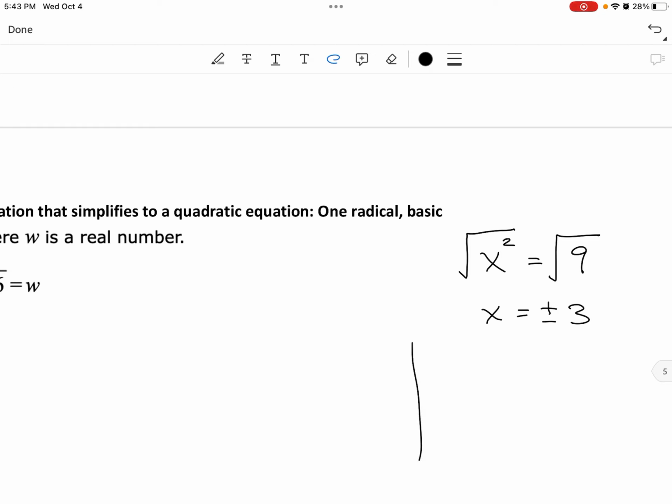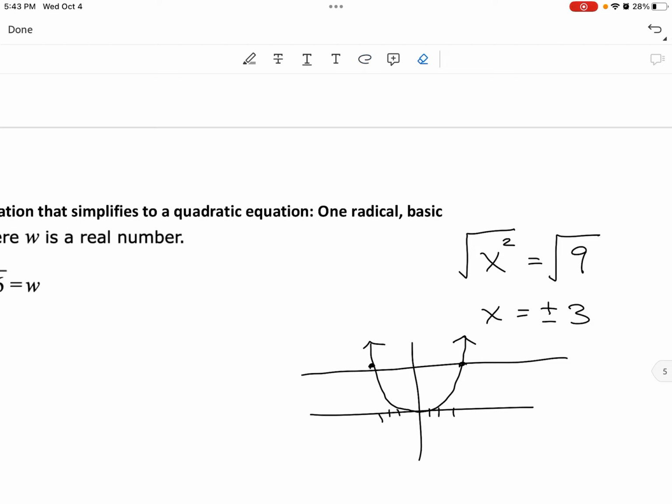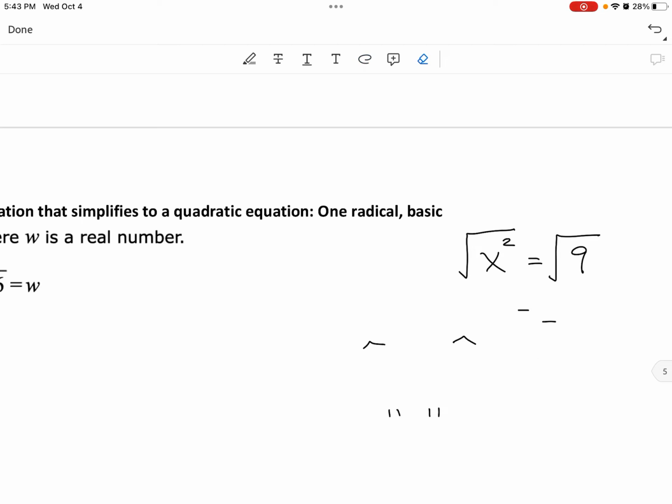Positive negative because, again, quadratics, when you're looking at their graph, they have generally a left and a right side of the y-axis, and so we might have negative 1, 2, 3 on this side, 1, 2, 3 on that side, and those are the two times where it intersects at a y value of 9.